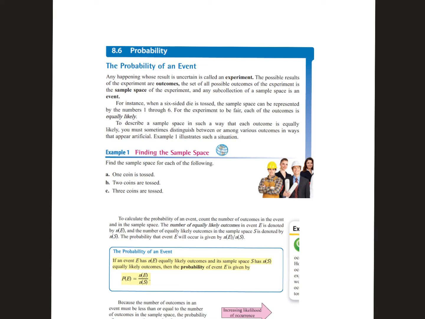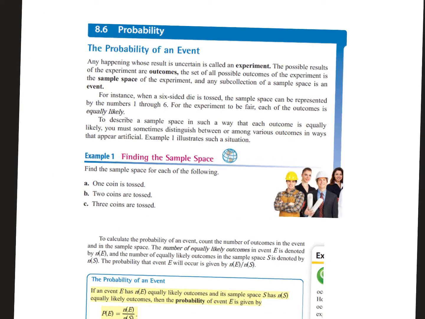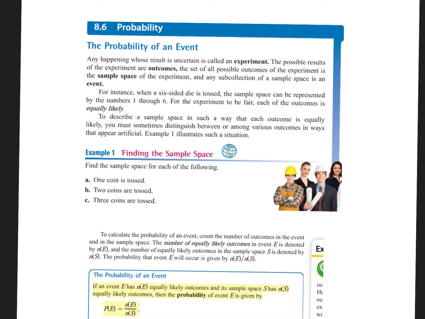All right, 8.6 is talking about probability. You guys have all heard that word before. We hear it a lot with weather and stuff like that, but we're going to talk about flipping coins and rolling dice and then using charts and tables. But you're going to hear words like experiment, outcome, sample space, and event.